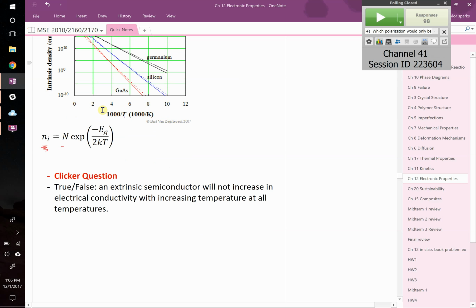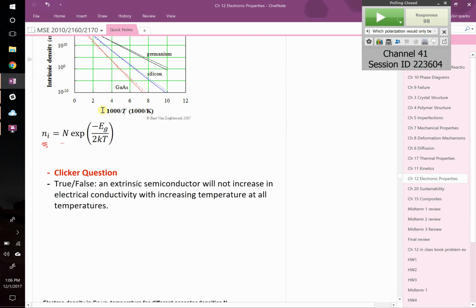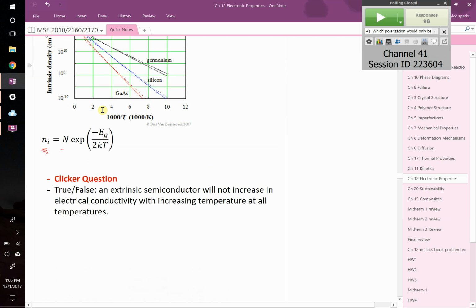Okay? All right, I didn't make a clicker question out of this, so I'll just answer it right here. But it says, an extrinsic semiconductor, true or false, will not increase in electrical conductivity with increasing temperature at all temperatures. So basically, you dope something. The question is, if I heat it up, is it going to become more conductive at all temperatures or not? True or false? So maybe chat with a neighbor and tell me what you think.